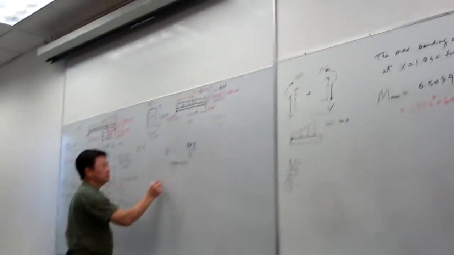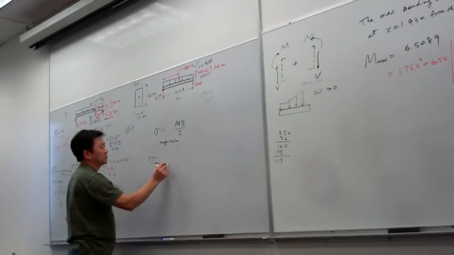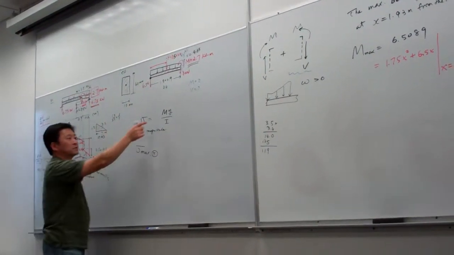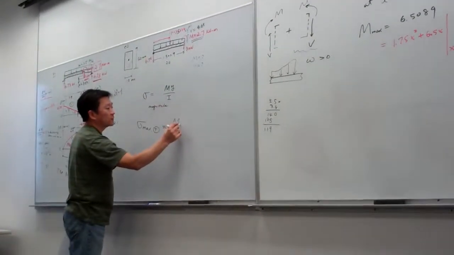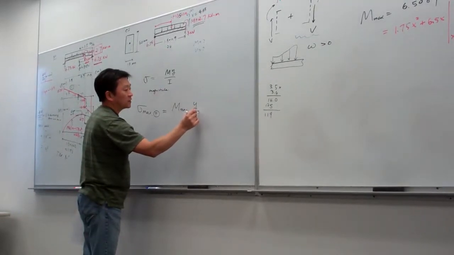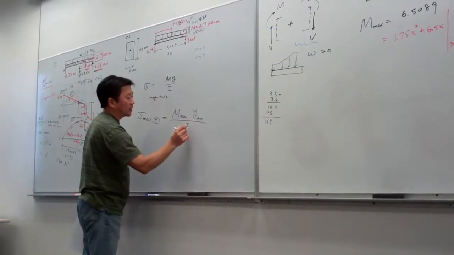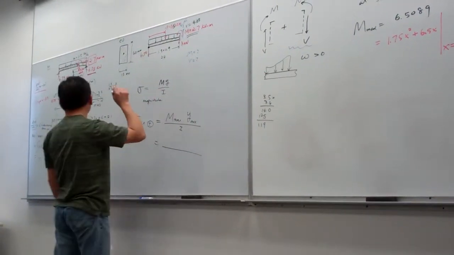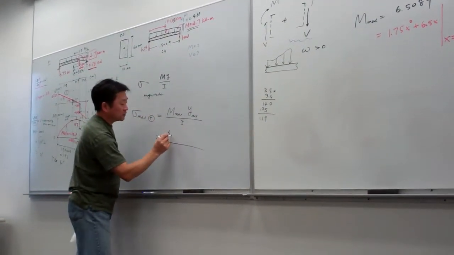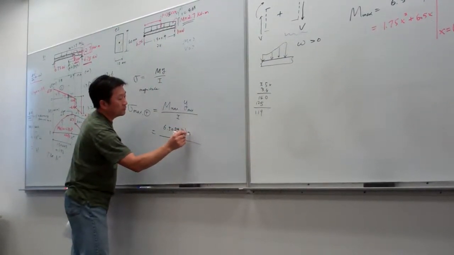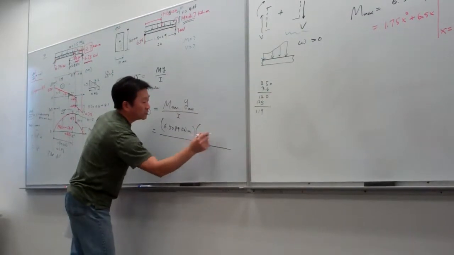So now we're looking for the maximum tension, then we have to look for whatever the maximum bending. So that means using the maximum value of M, and then multiply by the maximum value of Y, and then divide by I. So for this case, the maximum bending is what we have calculated there. So that is 6.5089 kilonewton meter, and multiply with Y.